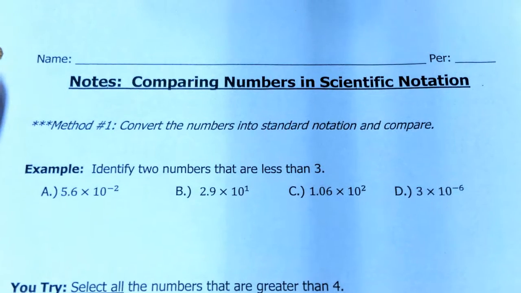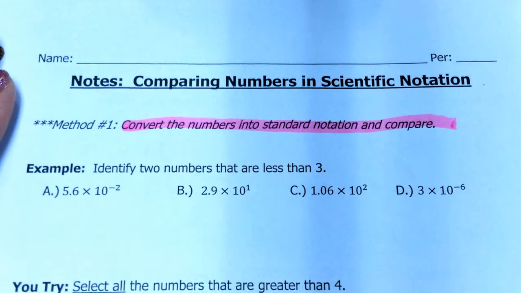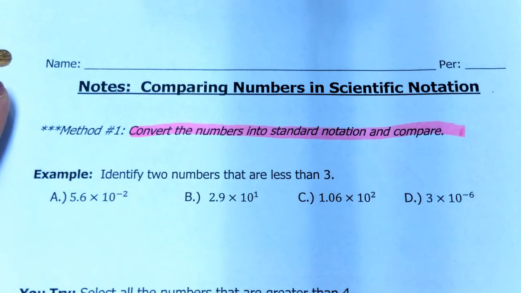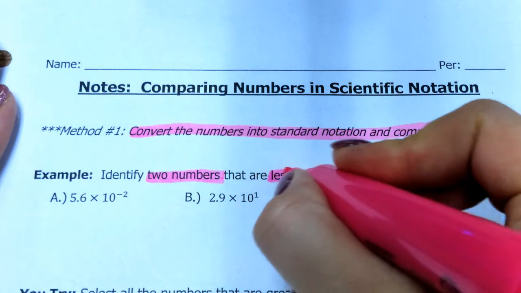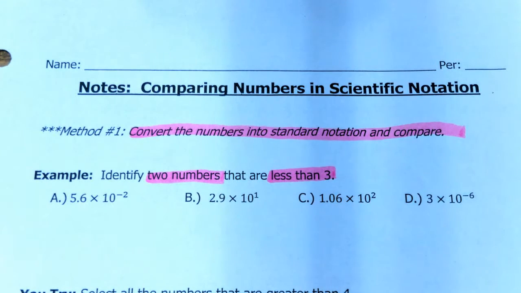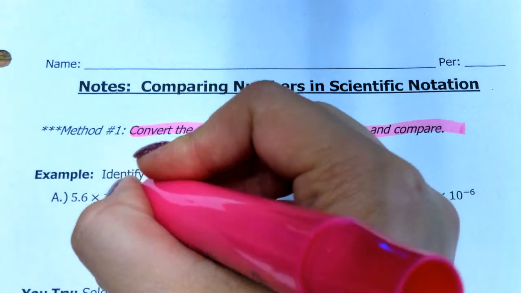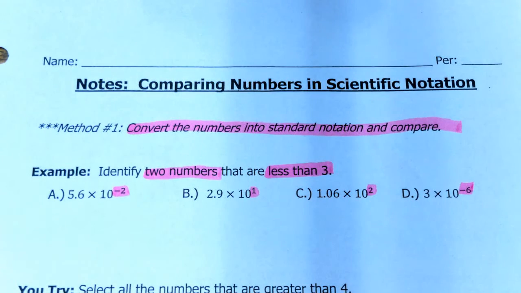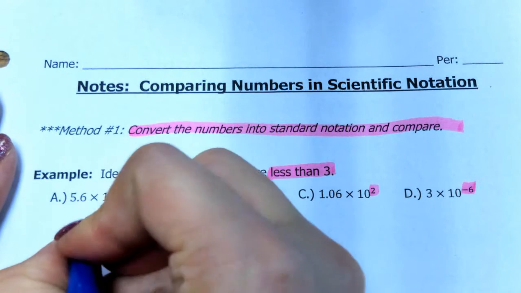First way to do it is to convert the numbers into standard notation, which is what we've been doing with moving the decimal, and then compare them. So my first question says identify two numbers that are less than 3. So I'm going to make them all into standard form, and then I'm going to decide which ones are less than 3. So first thing I'm going to do is highlight all my exponents. They remind me how many times to move the decimal.